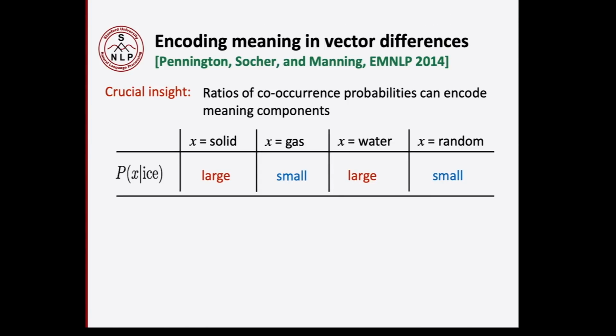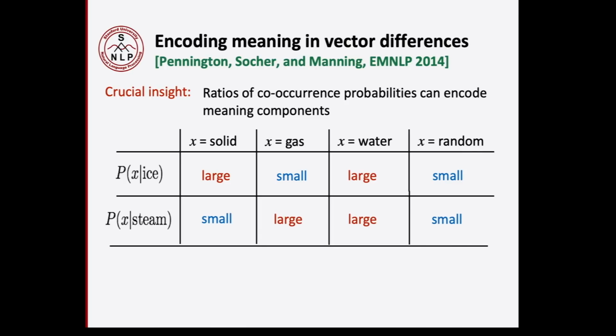And so the idea here is if you have a word like ice, and you say how often the thing's going to co-occur with it, well, solid should co-occur a lot and gas shouldn't. But, well, water's also going to co-occur a lot and some random word won't occur much. If you have steam, you get the opposite pattern with solid and gas, right?